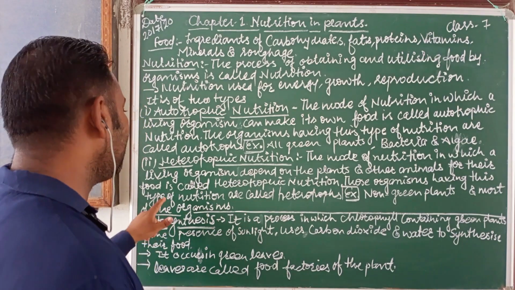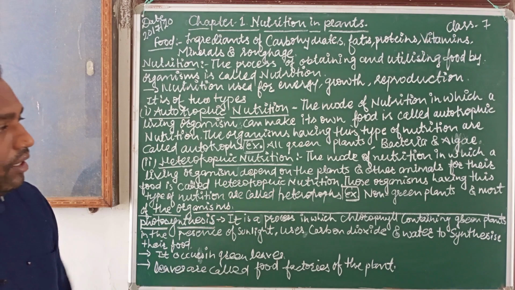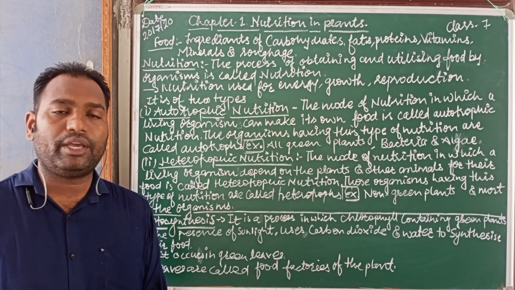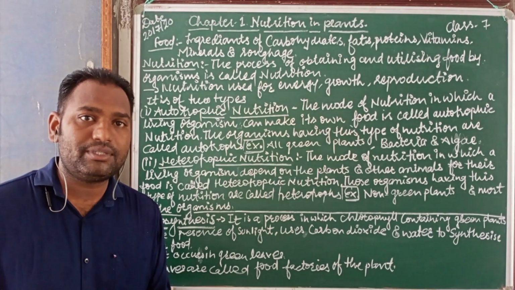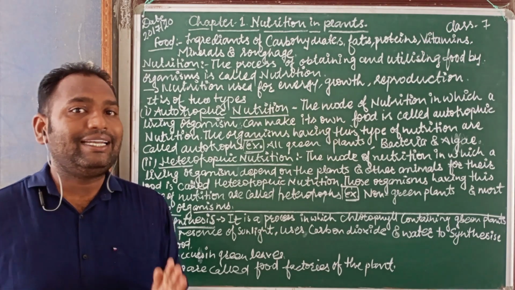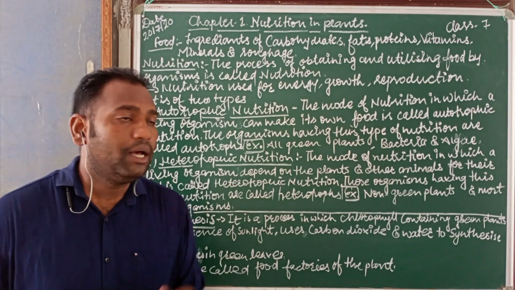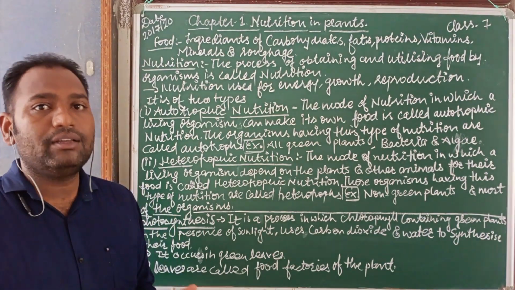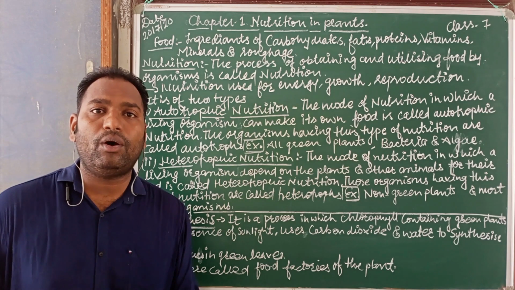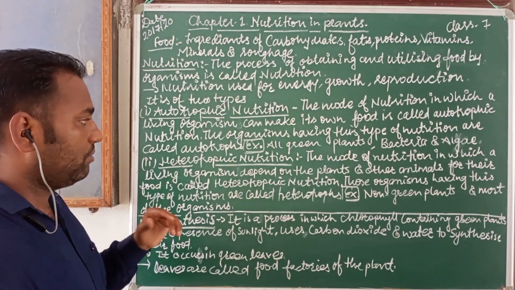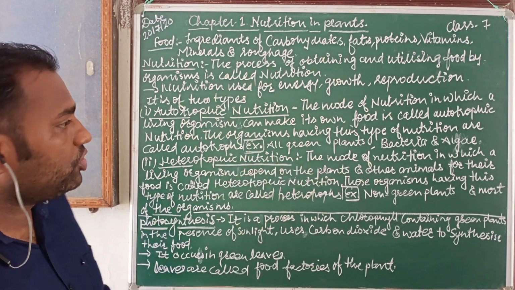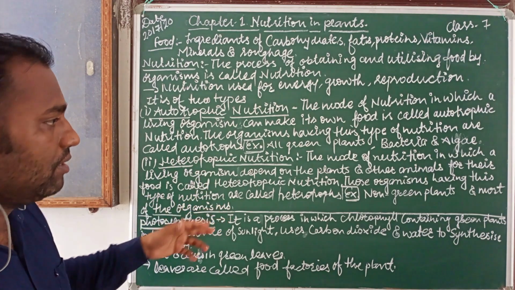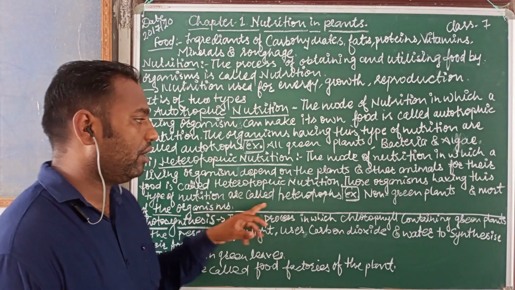Organisms having this type of nutrition are called heterotrophs. Heterotrophs are organisms, maybe plants or animals, which are directly dependent on the autotrophs for their food. Autotrophs are the producers, and heterotrophs depend on them for food.